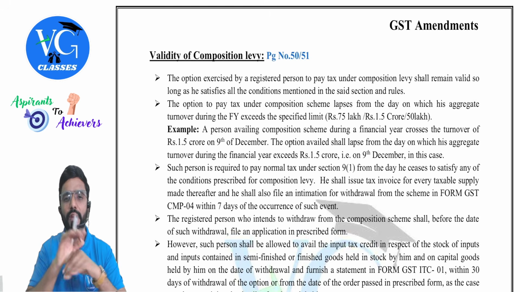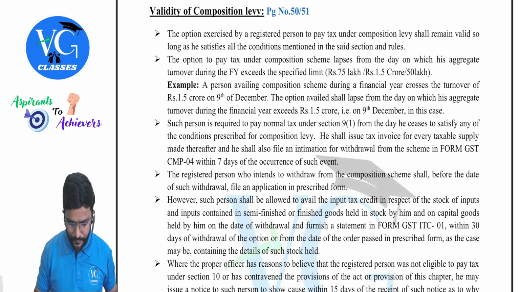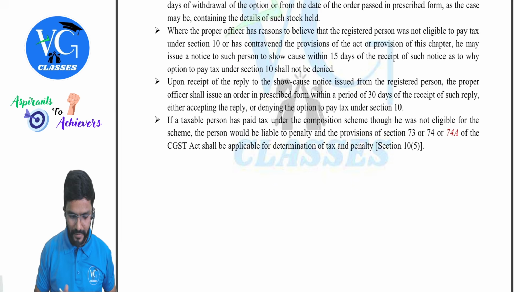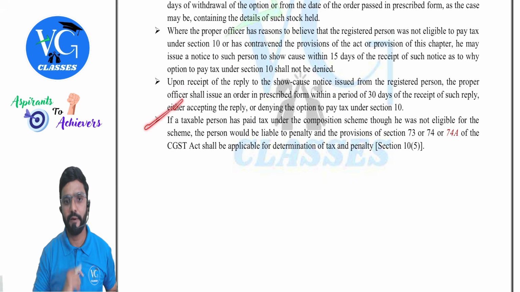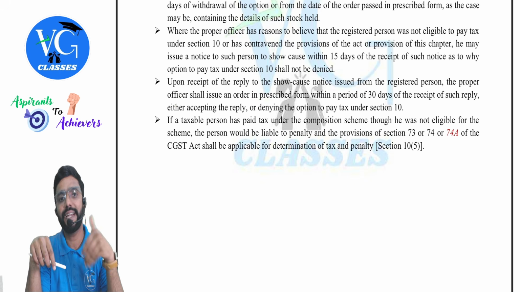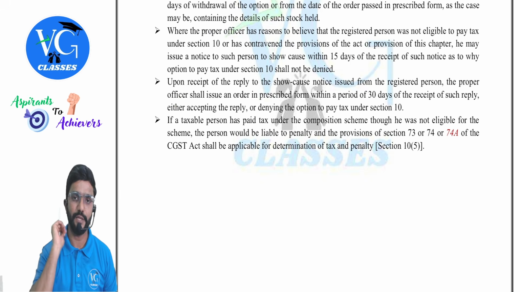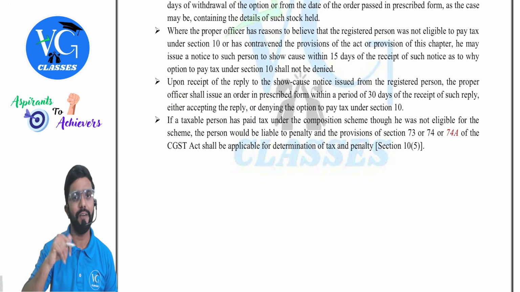Come to page number 50. That is under the validity of composition levy. So, the last bullet point, guys. If the proper officer gets to know that the composition supplier is continuing to pay tax under section 10, even though he is not eligible, then the proper officer will have a right.